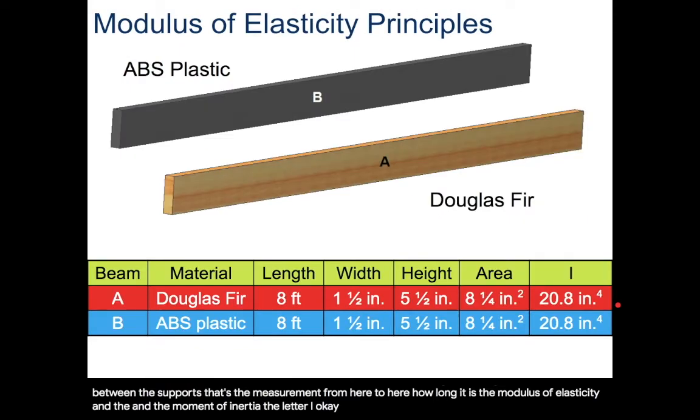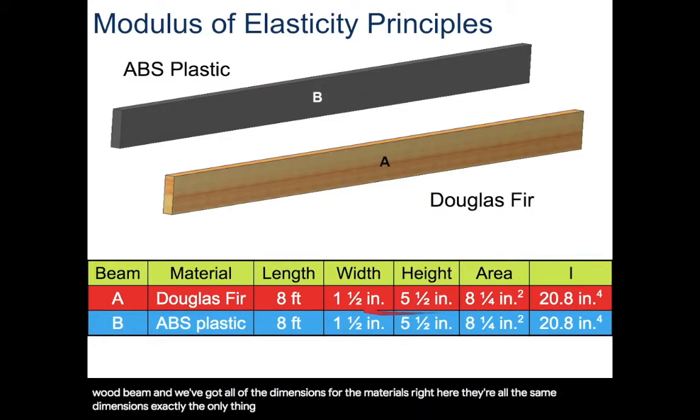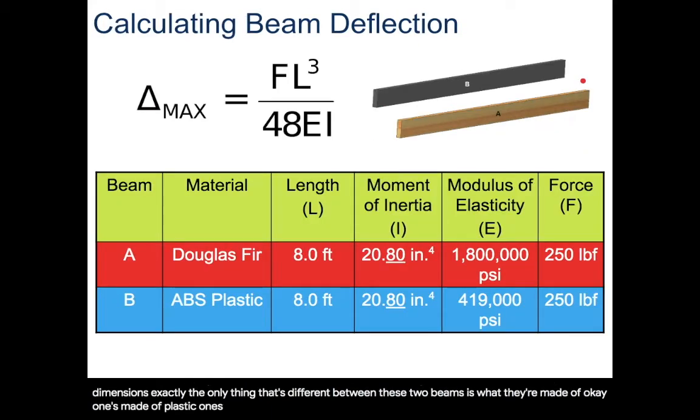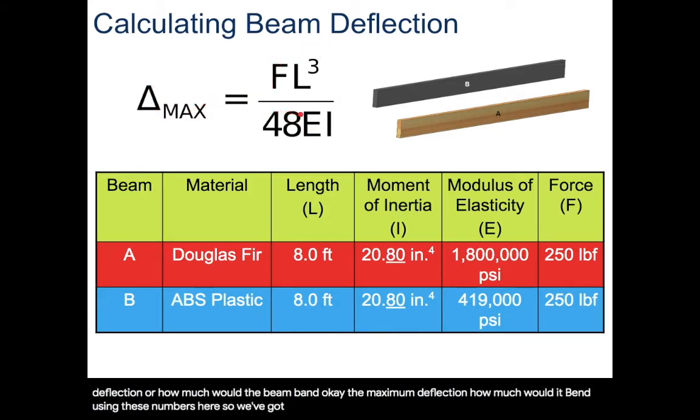So we have these two beams, a plastic beam and the wood beam, and we've got all of the dimensions for the materials right here. They're all exactly the same dimensions. The only thing that's different between these two beams is what they're made of. One's made of plastic, one's made of wood. So we can calculate the maximum deflection, how much the beam would bend, using these numbers here. The force is right here. The length is right here. Now this is in feet, but we need to have it in inches. That's going to be cubed.